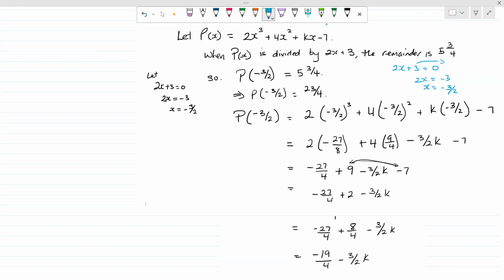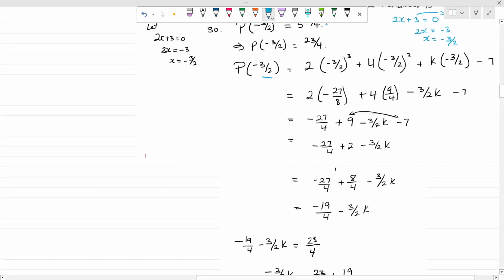Right? Now, I prefer to work with improper fractions rather than mixed numbers, so I'm just going to change this to 23 over 4. Now, if we substitute this negative 3 over 2 in every spot we see our x's, this is what's going to happen. You're going to end up with negative 27 over 8, 9 over 4. Here we're just going to multiply negative 3 over 2 by k and negative 7. So you work it through. Right here, we're going to get negative 27 over 4. The 4s will cancel. Here we get 9. You have negative 3 over 2k minus 7.